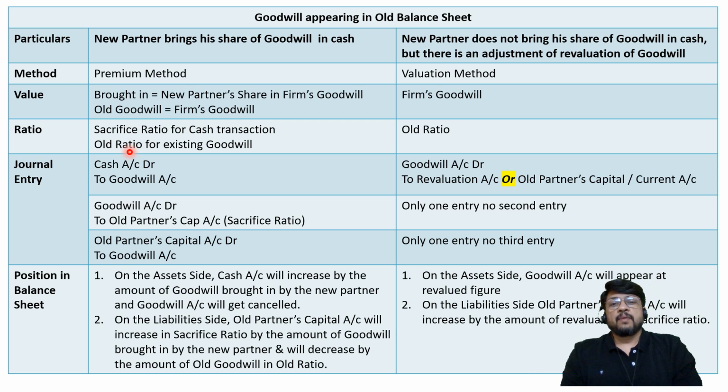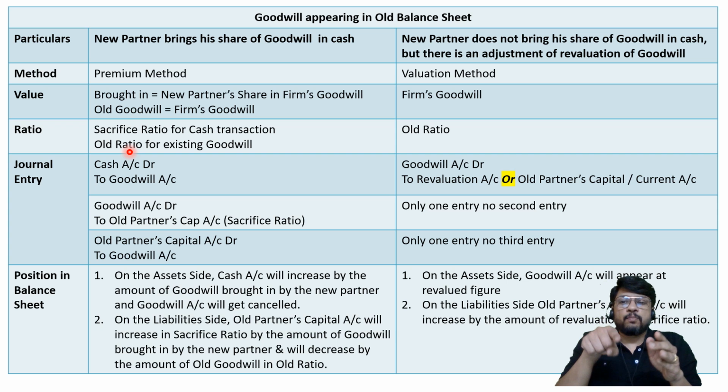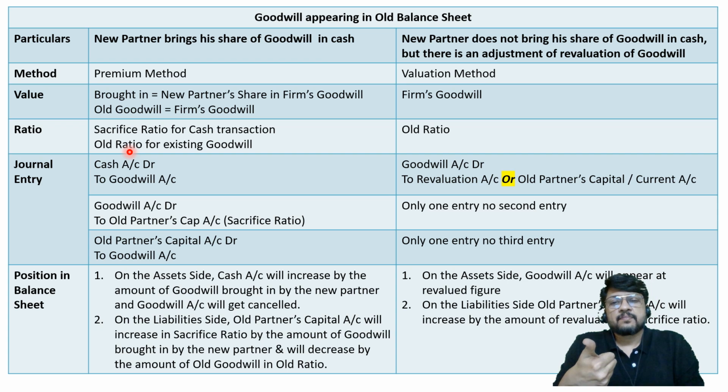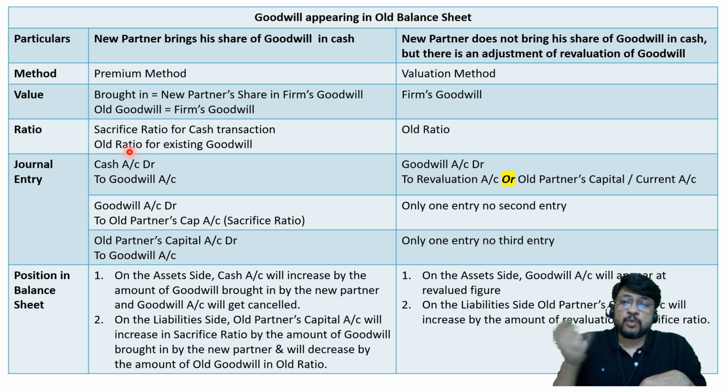So when goodwill is already appearing in the old balance sheet plus the new partner is bringing his share of goodwill in cash, then for bringing in cash it will be counted as the new partner's share, and the old goodwill is obviously the firm's goodwill. For bringing in cash to record, we are going to use the sacrifice ratio, and for the existing goodwill we are going to go for the old ratio.